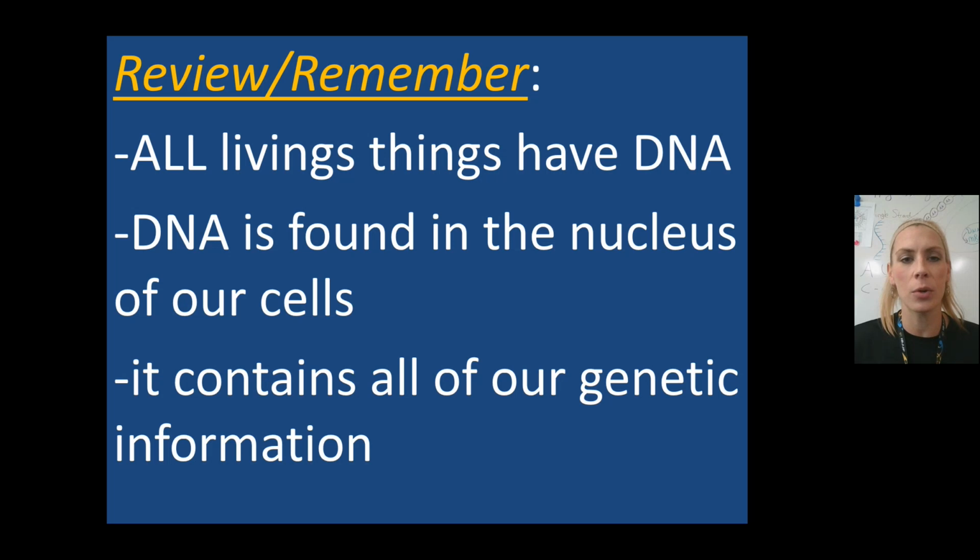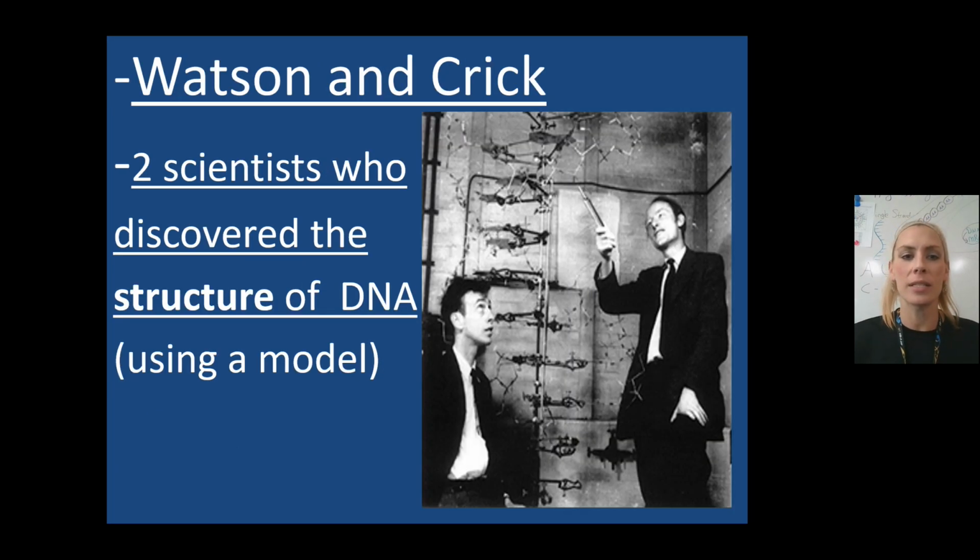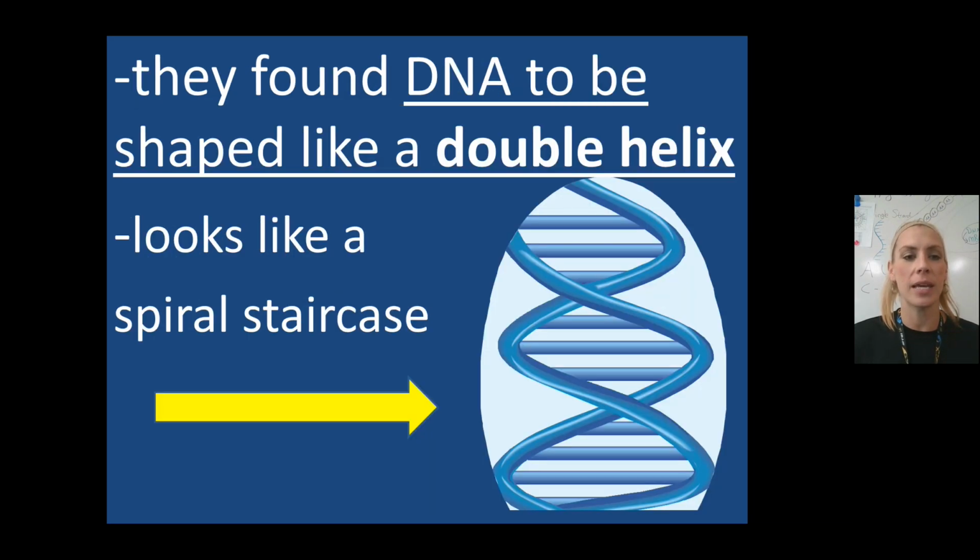All right, very good. So just some review. All living things have DNA. DNA is found in the nucleus, and it contains all of our genetic information. All right, DNA's discovery, I'm going to breeze through this. So 100 years ago, approximately, Frederick Griffith discovered it, and Watson and Crick are the two guys who discovered the shape being a double helix, which is like a spiral staircase.